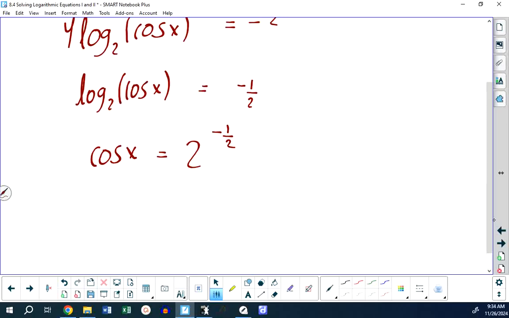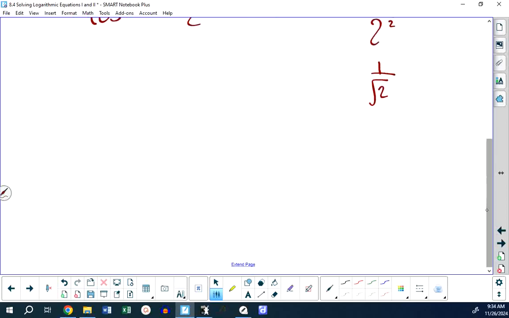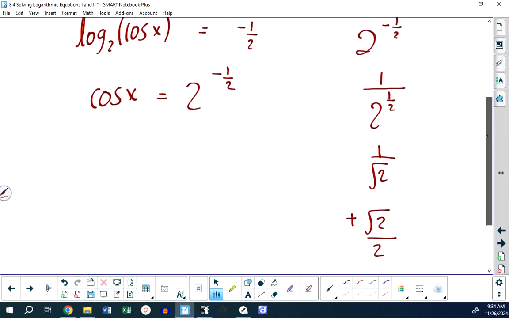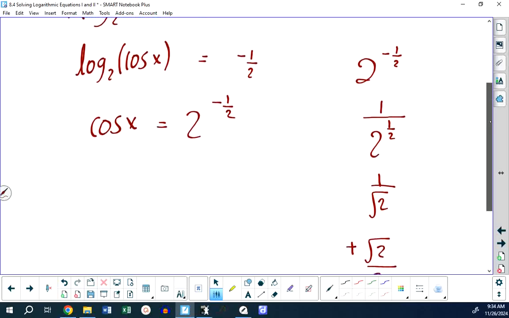Well, what is 2 to the negative 1/2? It's 1 over 2 to the positive 1/2, which is 1 over root 2, which is root 2 over 2. And by the way, this is a positive number. So what we've kind of stumbled upon here is, based on the equation, that argument is always going to be positive.